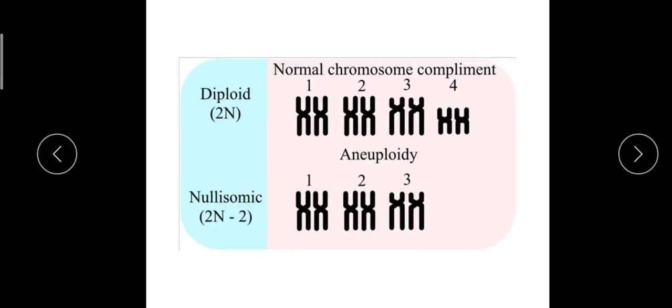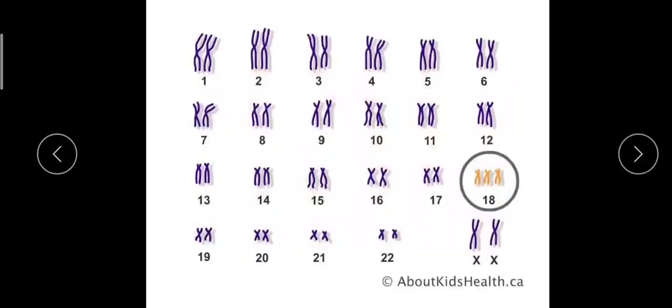See here, this is nullisomy. In nullisomy, this is a normal diploid condition where we can see 4 pairs of chromosomes, and when nullisomy occurs, one pair is missing here. So in nullisomy, an entire pair is missing. So how can we represent this? This condition, nullisomy, can be represented as 2n minus 2. So that is nullisomy. And next is the condition trisomy.